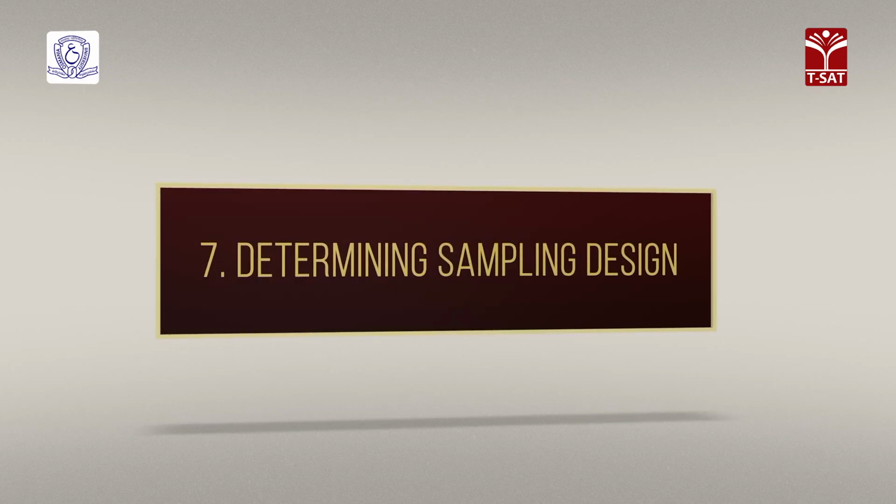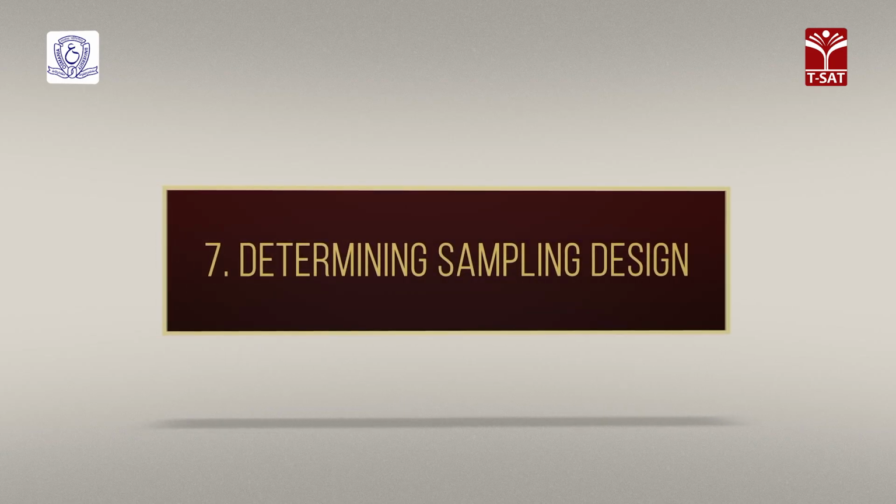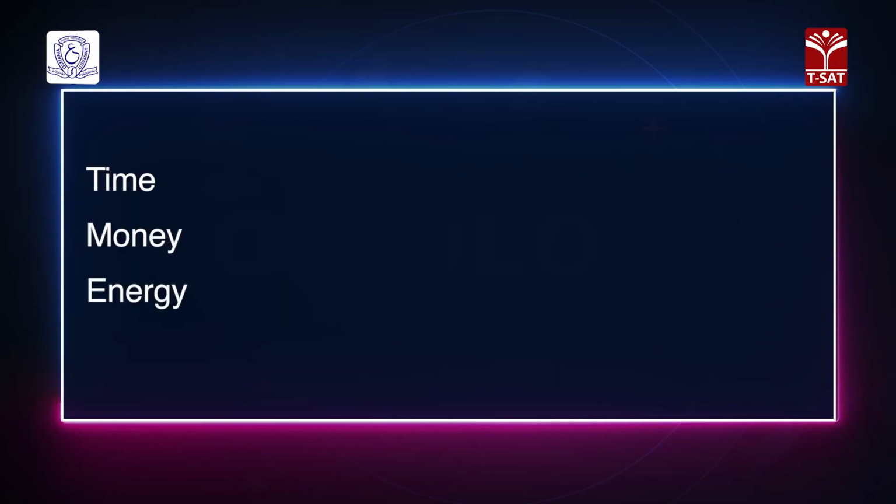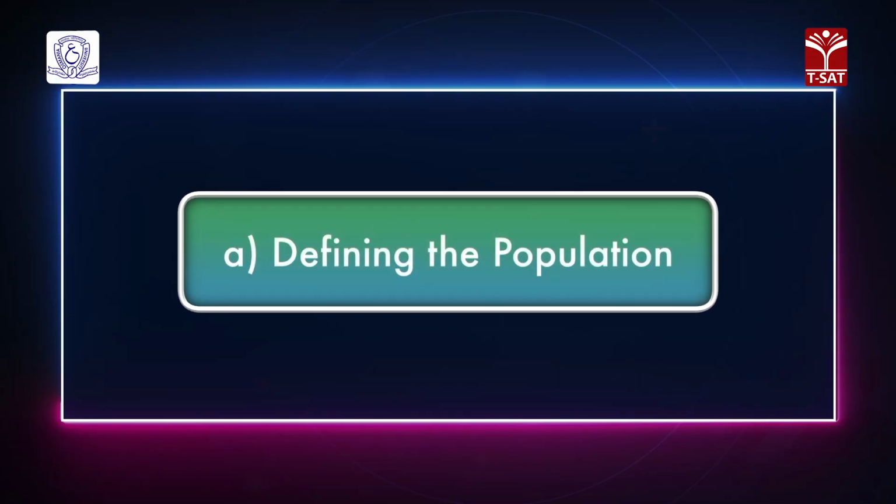The seventh step in research is determining sampling design. A complete record of all the items in the universe is not possible. It takes a great deal of time, money and energy. Therefore, a representative sample is selected. It is a definite plan chalked out prior to actual collection of data for obtaining a sample from the universe. The sample must be representative and adequate. The significant elements of sampling design are defining the population.